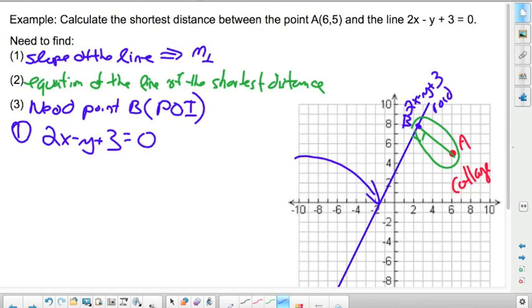Let me show you a little bit faster way. Can I add y to both sides? You can. You see that? So if I add y to both sides, I get 2x plus 3 is equal to y. I isolated for y in one step. Do I have to do that extra step?